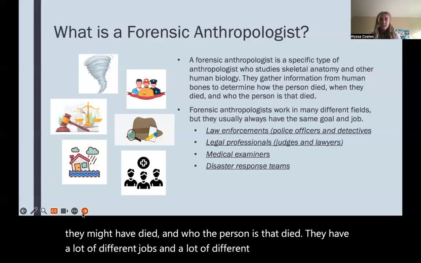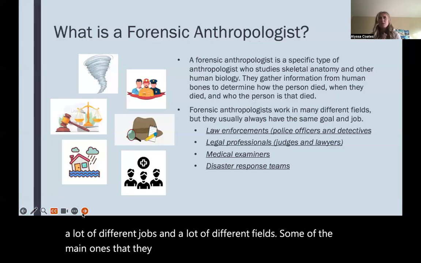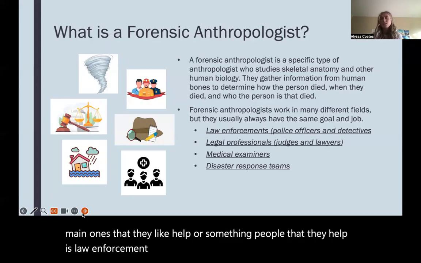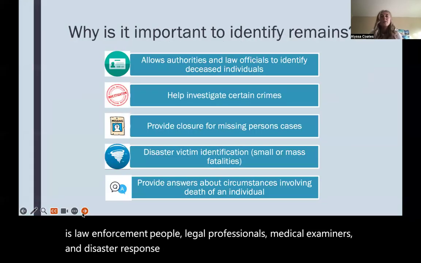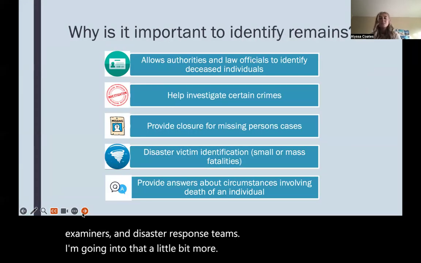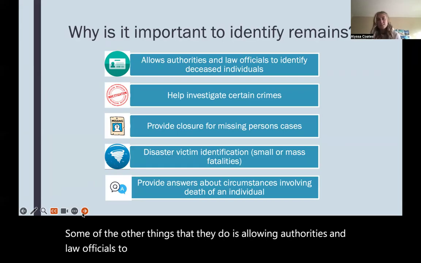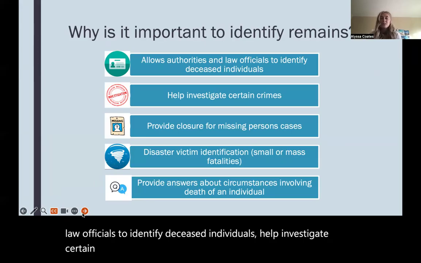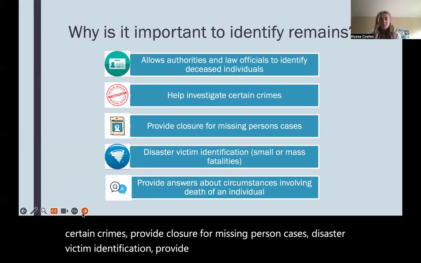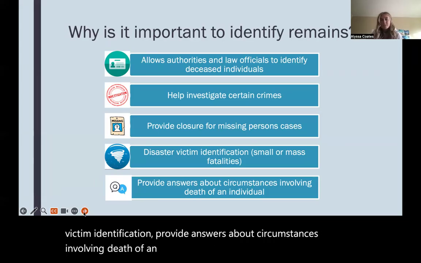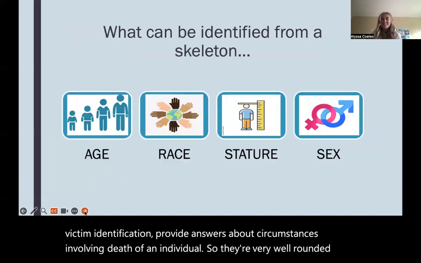Some of the main people that they help are law enforcement people, legal professionals, medical examiners, and disaster response teams. Going into that a little bit more, some of the other things that they do is allowing authorities and law officials to identify deceased individuals, help investigate certain crimes, provide closure for missing person cases, disaster victim identification, and provide answers about circumstances involving death of an individual. So they're very well-rounded, very important people.